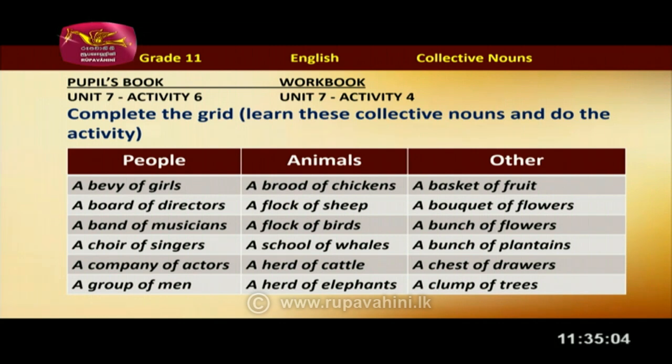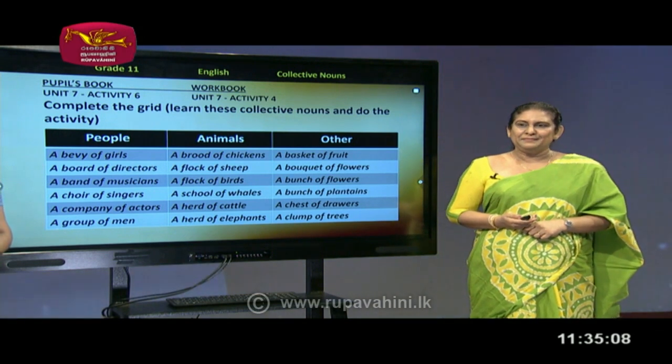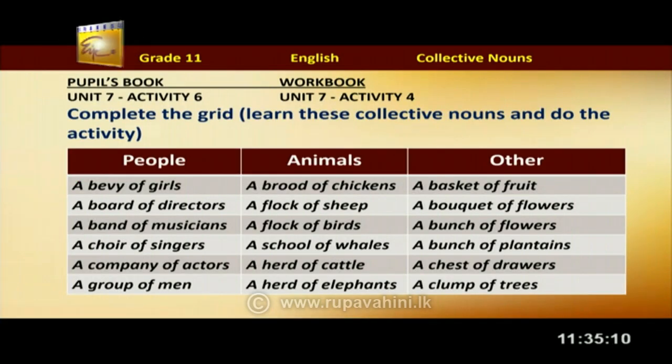Yes. Then the other ones for things. What are the words, children? Yes. A basket of fruit, a bouquet of flowers, a bunch of flowers. We can use bouquet and bunch for the word flowers. Yes. A bunch of plantains, a chest of drawers, a clump of trees. Right. Clump of trees, a group of trees together.